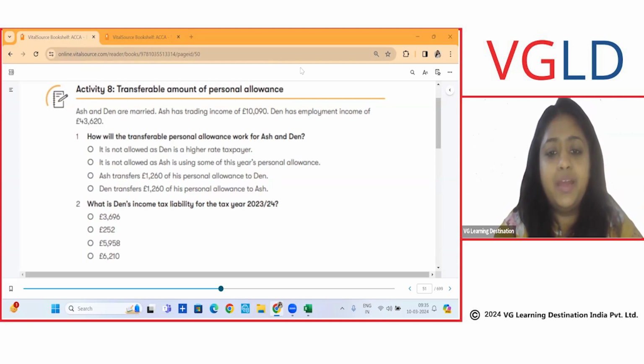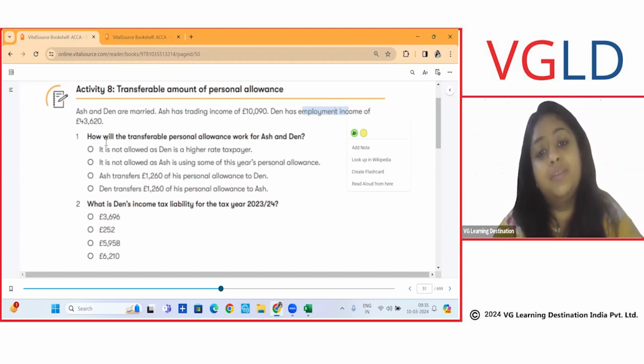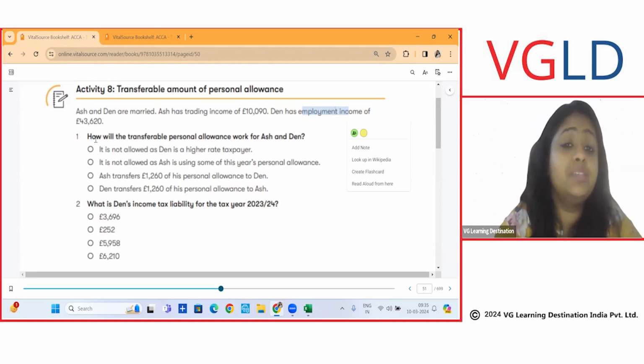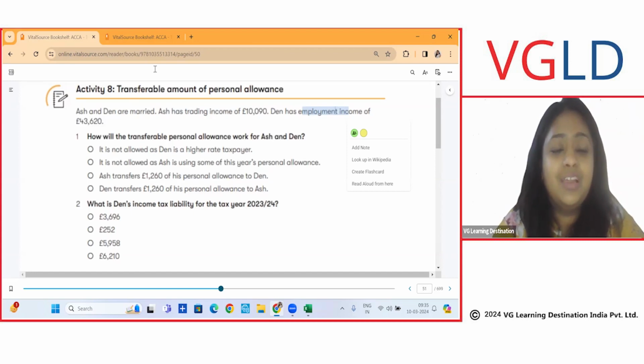Okay, so Nikita, you are correct. Deepika, you are correct. Dakshesh, you are correct. Ashna, you are correct. Very good. No, Mohammed. Please see, this is employment income. You will reduce PA to get the taxable income. We see the category of taxpayer based on the taxable income and not on the basis of the employment income.